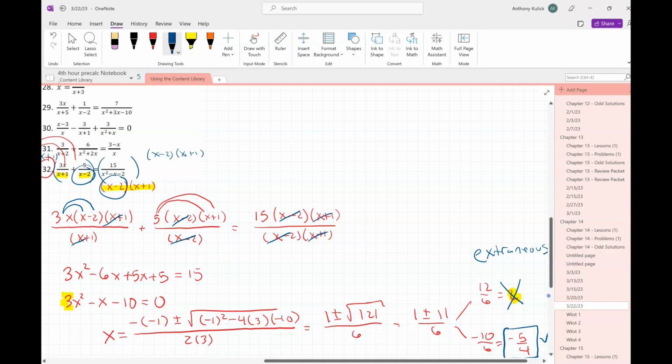Ava? Which equation are you plugging back into? The original. I'm going to look at the factored form of the original, but the original before I cleared the fractions. Cheyenne, does that feel okay?